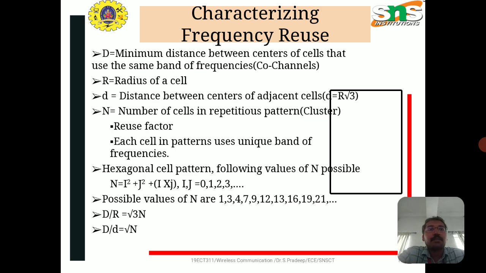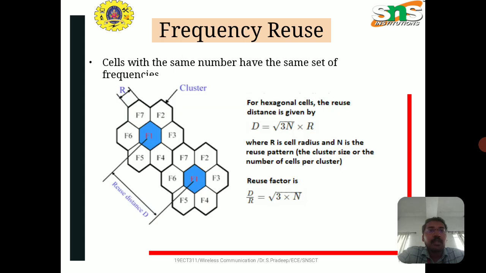D is the minimum distance between centers of cells that use the same band of frequencies. R is the radius of a cell, and small d is the distance between centers of adjacent cells, where d is equal to R root 3. N is the number of cells in a repetitious pattern. Each cell in the pattern uses a unique band of frequencies. For a hexagonal cell pattern, the possible values of N are given in this equation. An example of frequency reuse is shown in this figure.